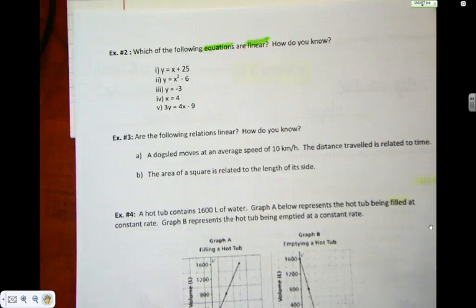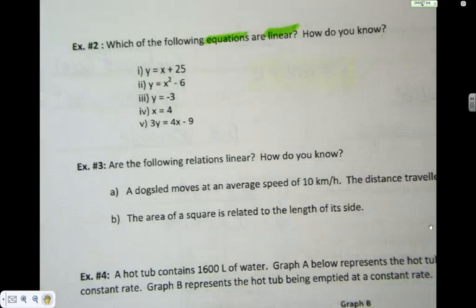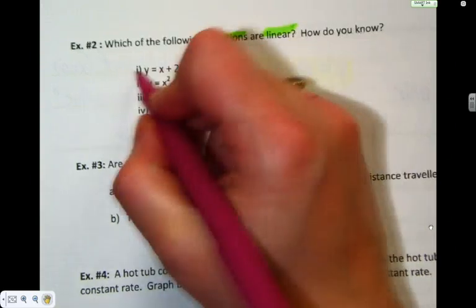So take a look at number 1. All you need to do is check the exponents. What's the exponent on y? 1. What's the exponent on x? 1. Are any of those higher than 1? Check, linear.